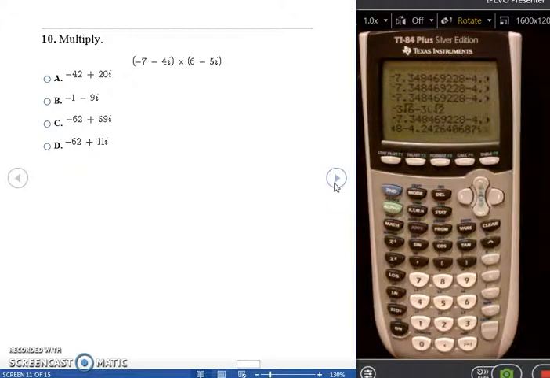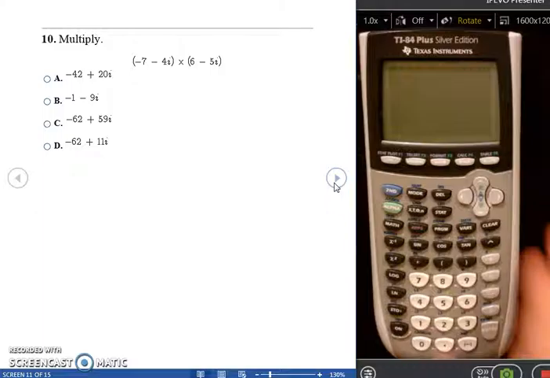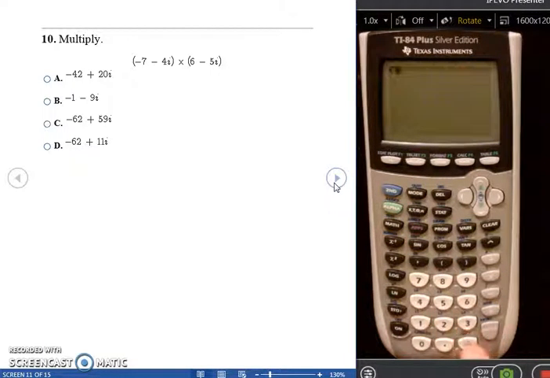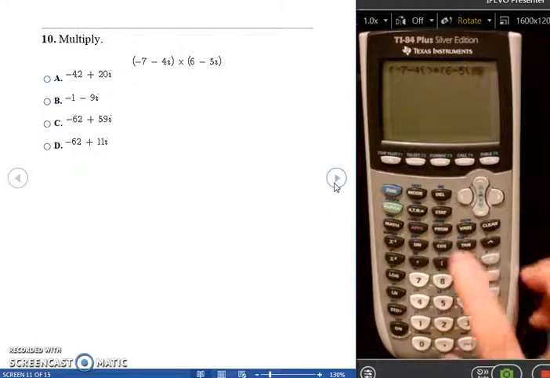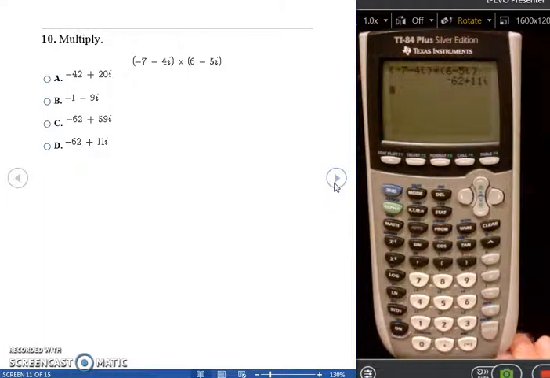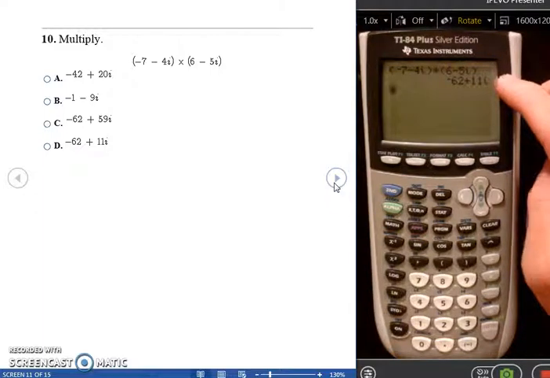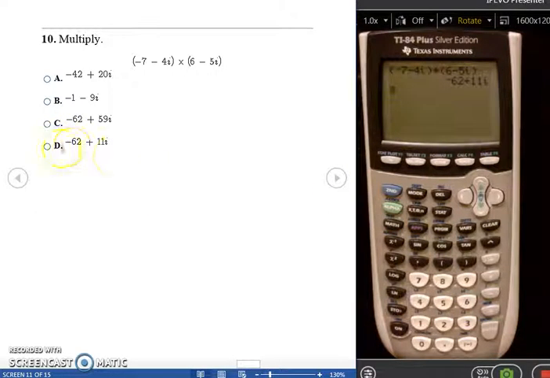Now in number 10, I just have a similar multiplication problem, but it has two sets of parentheses in it, which is fine. I'm just going to use the buttons to type it straight into the calculator. So I'm going to have parenthesis, negative 7 minus 4i, so second I, and parenthesis times parenthesis, 6 minus 5, second I, and parenthesis. So once I have it typed in, I press enter. And there, it's able to simplify it down for me to negative 62 plus 11i, which is choice D.